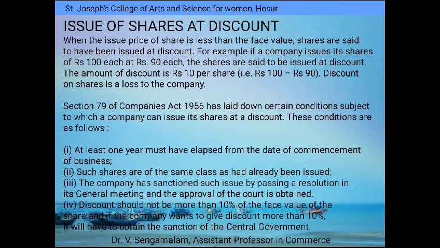Issue of shares at discount. When the issue price of the shares is lesser than the face value, it is called shares issued at a discount. For example, the company share value is 100 rupees, but it sells in the market at 90 rupees. The 10 rupees is called the discount. The discount amount should be debited in the allotment journal.